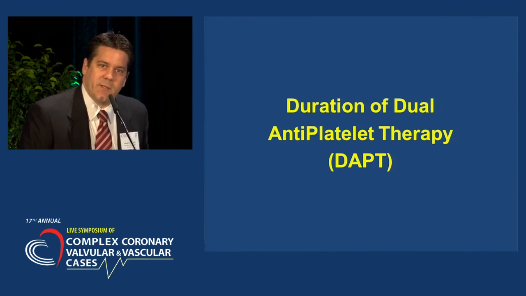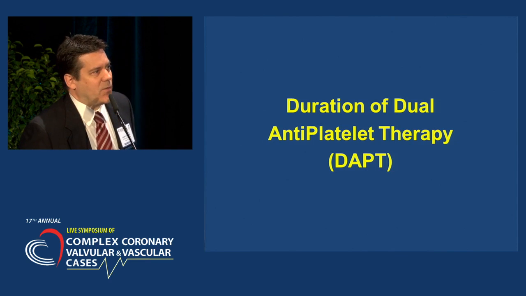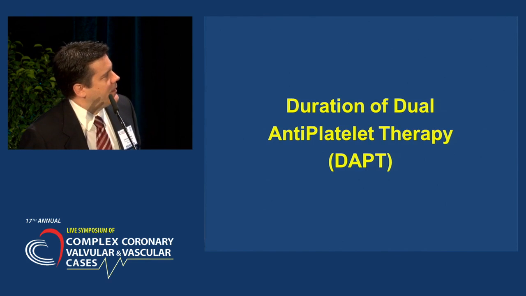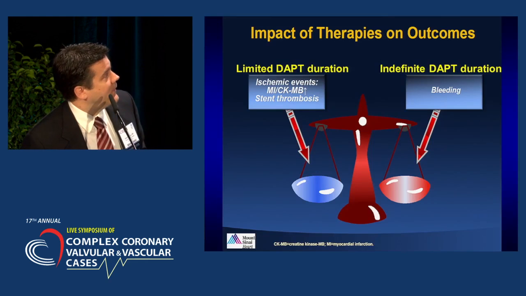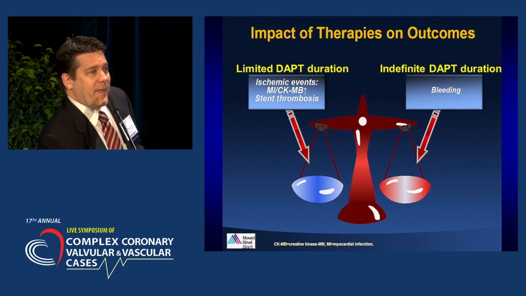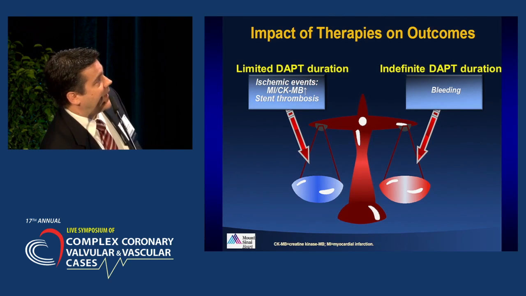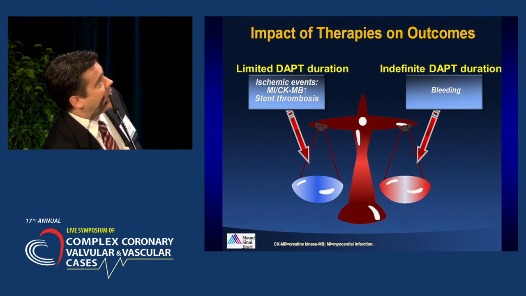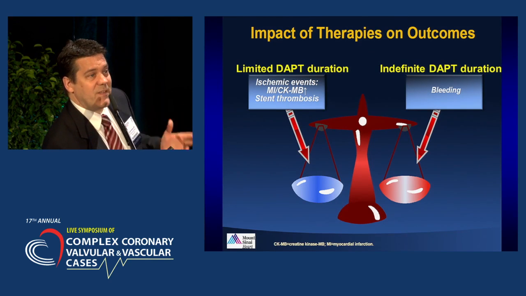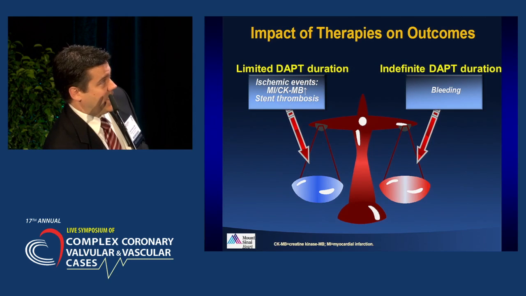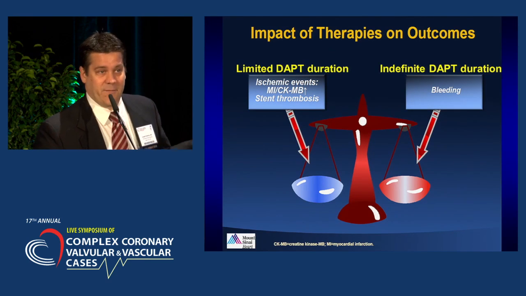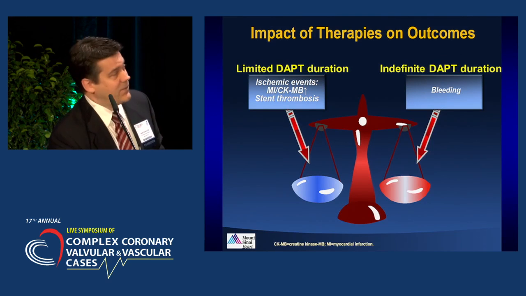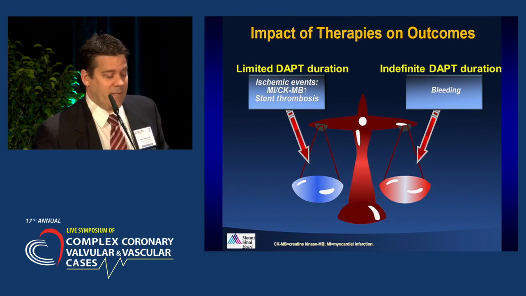How long should this patient be on antiplatelet therapy? So this is always a cumbersome question, and especially in a 76-year-old female. Well, when we look at how the impact of antiplatelet therapy duration affects how our patients do, we're left with two things. Those patients that are on limited dual antiplatelet therapy are at higher risk for ischemic events, or the greatly feared stent thrombosis. But if you keep people on dual antiplatelet therapy indefinitely, just take it until 4 or 5 years, you're going to have bleeding. So we have to find the balance.